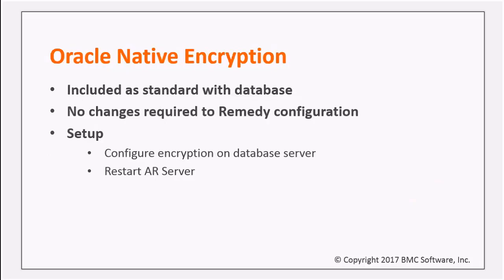The first example we're going to look at in detail is Oracle's Native Encryption. This is a standard feature of the database software and the most straightforward to set up. We'll use a configuration tool on the database system to enable encryption and then restart the AR system server for the changes to take effect. We'll now switch to a video that shows the process and the use of Wireshark to capture traffic and confirm that we have successfully secured the connection.